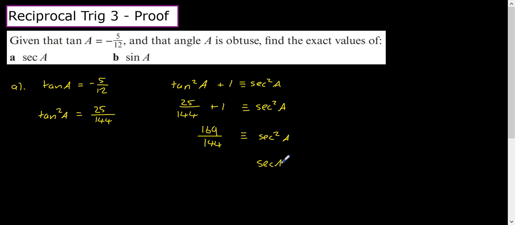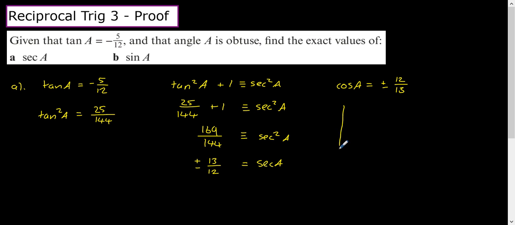And so sec A is plus or minus 13/12. Important to remember that when we're square rooting, we need the plus or minus. Now, our answer isn't plus or minus 13 over 12. It's either plus or it's minus. So in order to work out which it is, we're going to remember that that means cos A is going to be plus or minus 12 over 13. If sec A is 13 over 12, then cos A is 12 over 13.